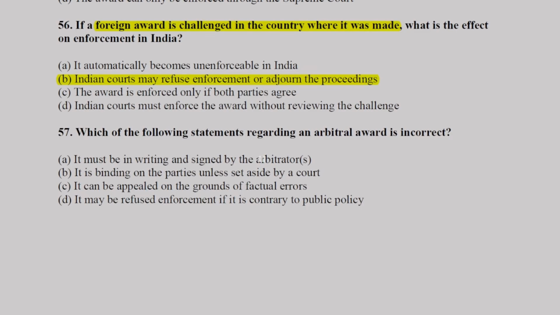Which of the following statements regarding an arbitral award is incorrect? It must be in writing and signed by the arbitrators. No. It is binding on the parties unless set aside by a court. It can be appealed on the ground of factual errors. It may be refused enforcement if it is contrary to public policy. So, which is incorrect? The answer is C.